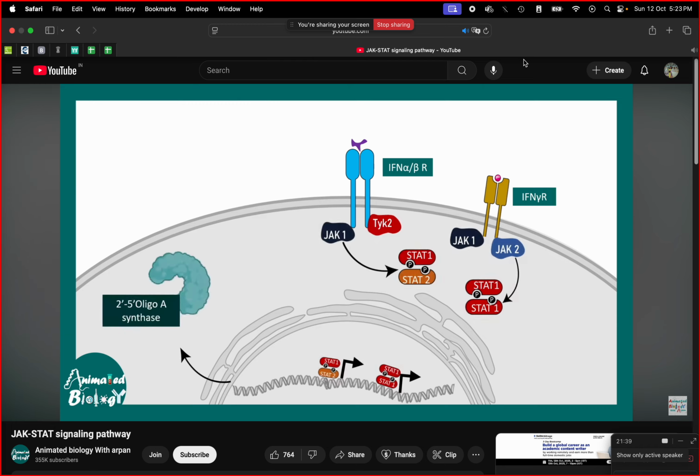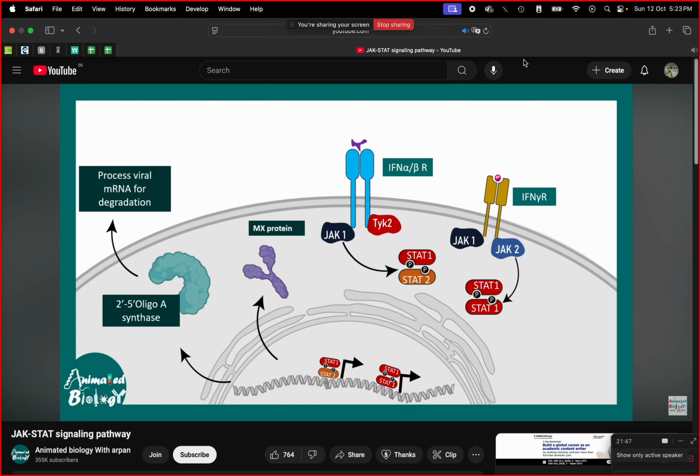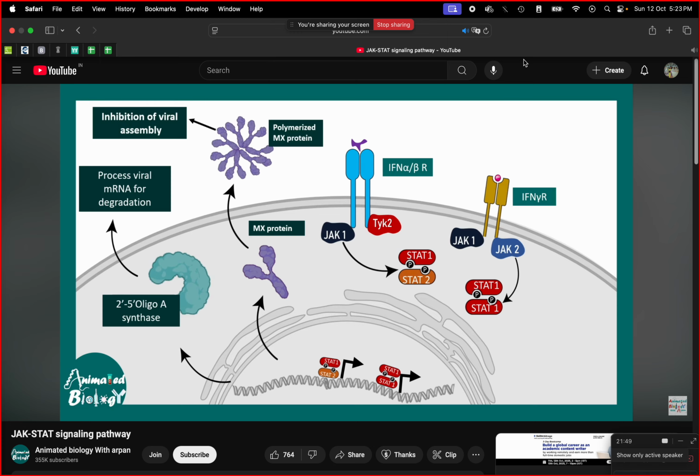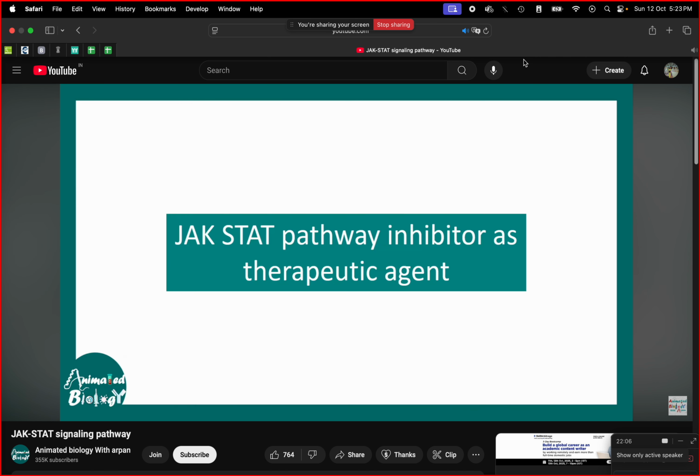Similarly, there are other molecules such as oligo-A synthetase. This molecule processes viral mRNA in such a way that it is more prone to degradation. Another protein is known as MX protein, which oligomerizes and inhibits viral particle assembly. So various aspects of viral life processes are hindered by these gene products. This is how JAK-STAT signaling ensures the interferon response is augmented.